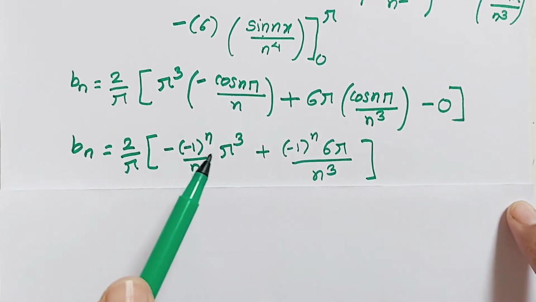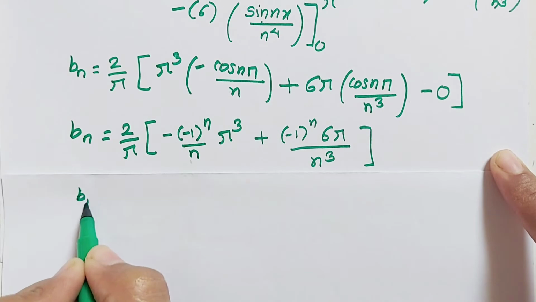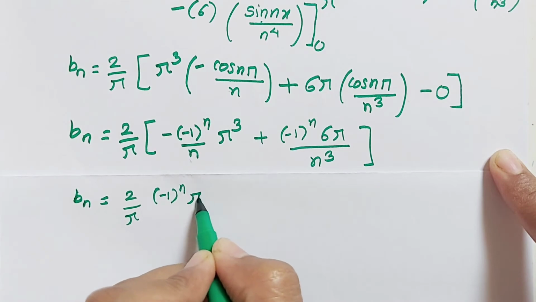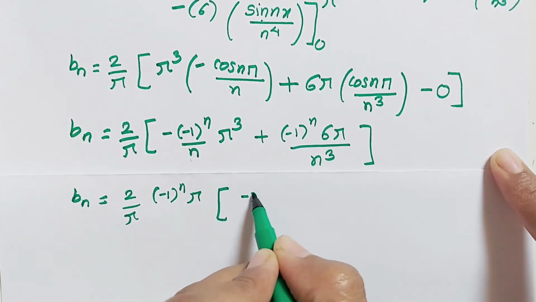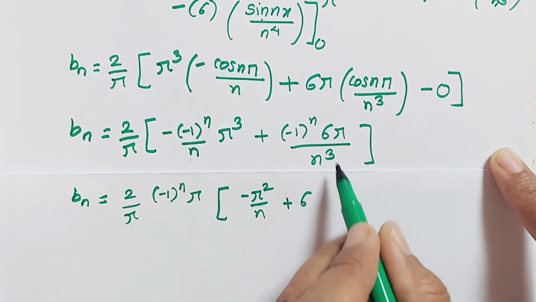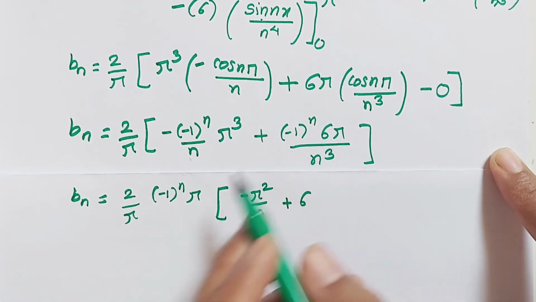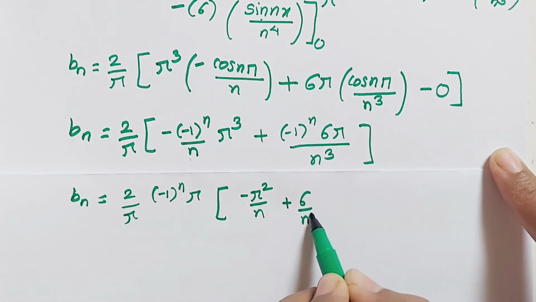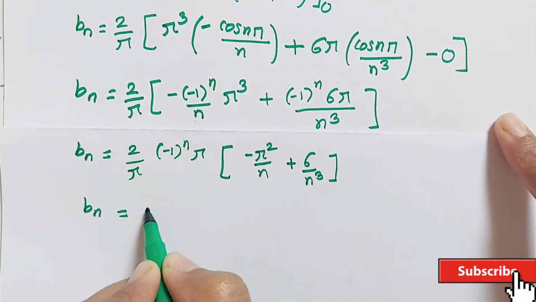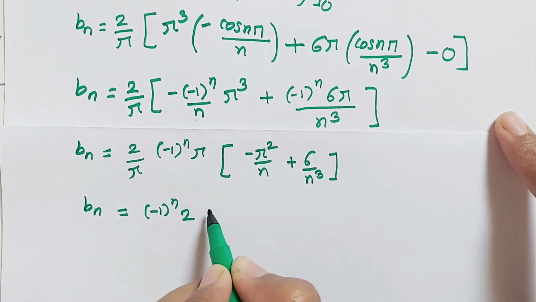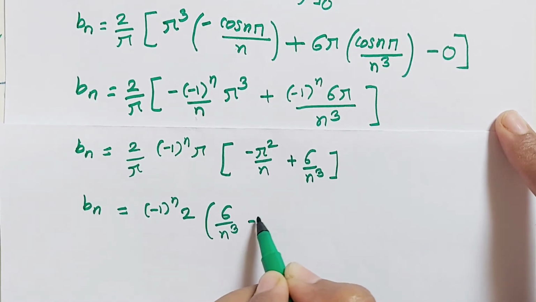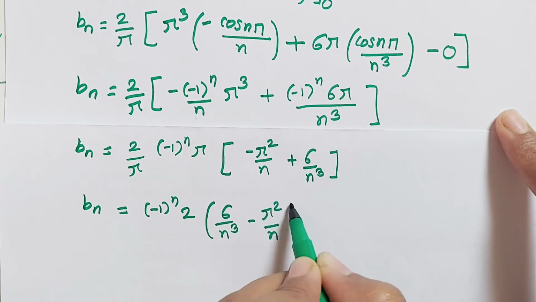In the next step we take the similar quantity outside, so here Bn is equal to 2 by pi. From this bracket we can take minus 1 raised to the power n pi common, so the remaining is minus pi square divided by n, then plus 6. This minus 1 raised to the power n and pi outside, then the remaining is 6 divided by n cube. So therefore the value of Bn is minus 1 raised to the power n into 2 in bracket. Here I will write the positive term first, so 6 by n cube minus pi square by n.